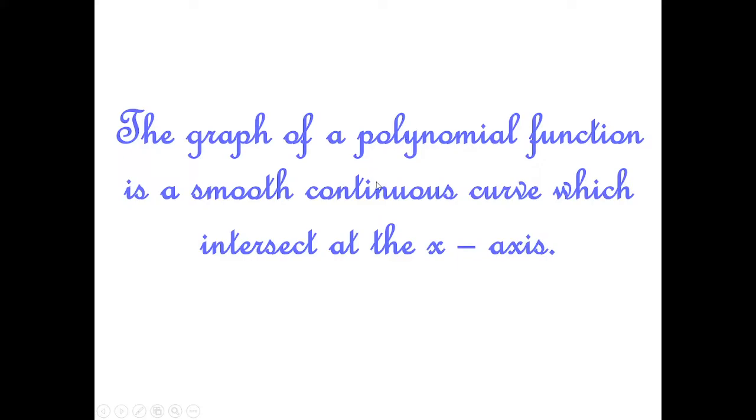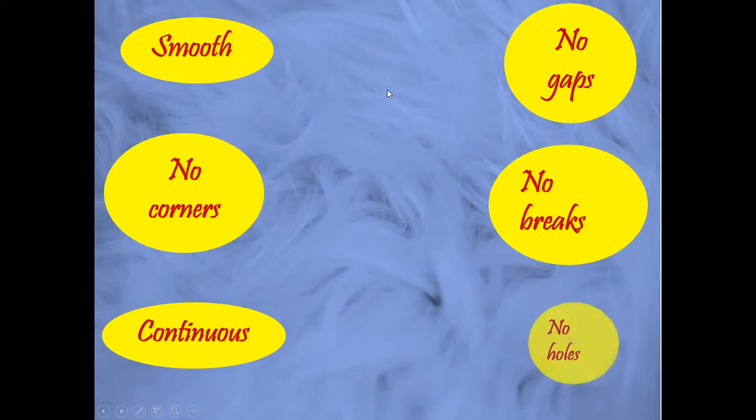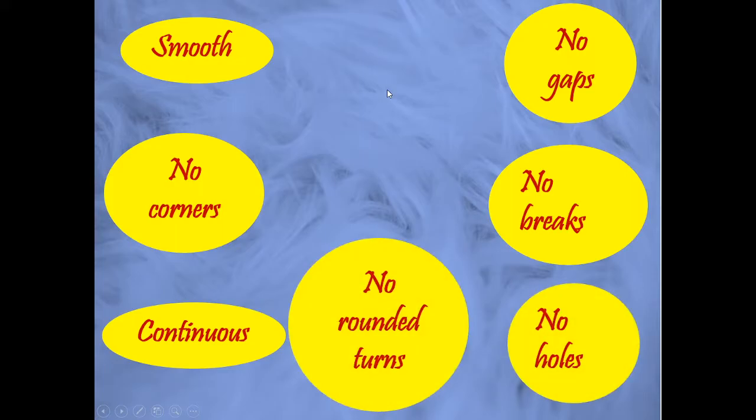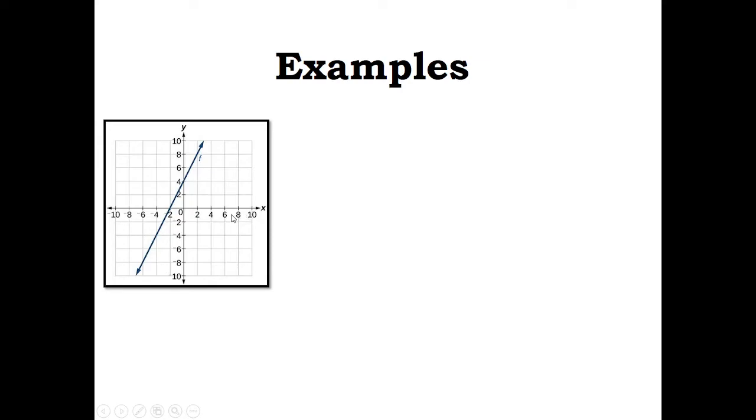So, the graph of a polynomial function is a smooth, continuous curve which intersects at the x-axis. So, it shall be smooth, no gaps, no corners, no breaks, continuous, no holes, no rounded terms, and must pass the vertical line test. To understand this, these are some examples.